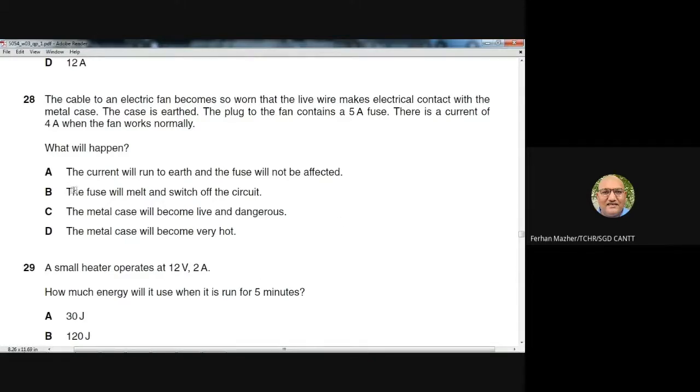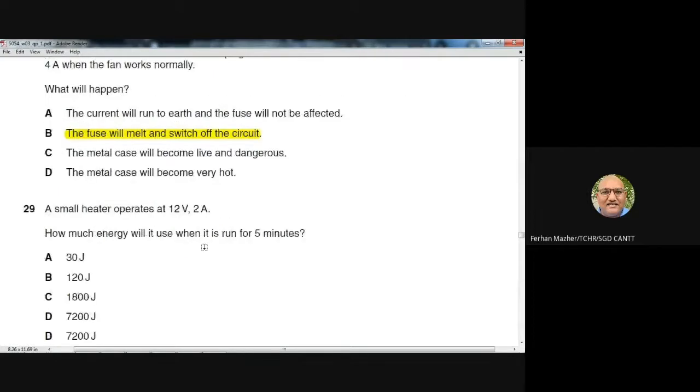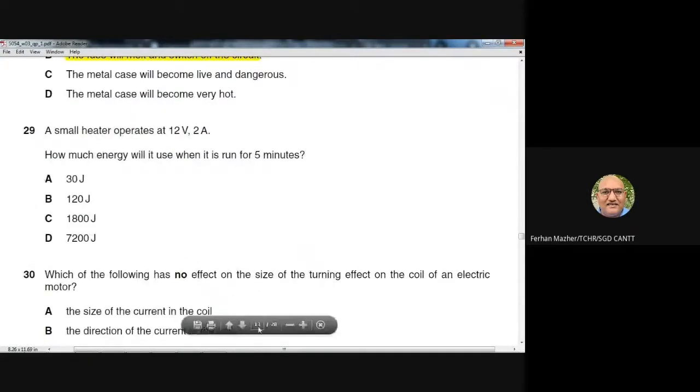This will happen, and I think the metal case will become live and dangerous. Yeah, the metal case will become very hot. You see, B is the best option. That is what will happen: the fuse will melt and switch off the circuit. Then we have the next question.